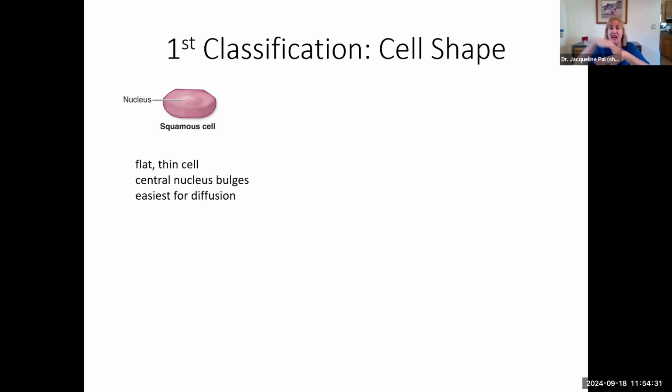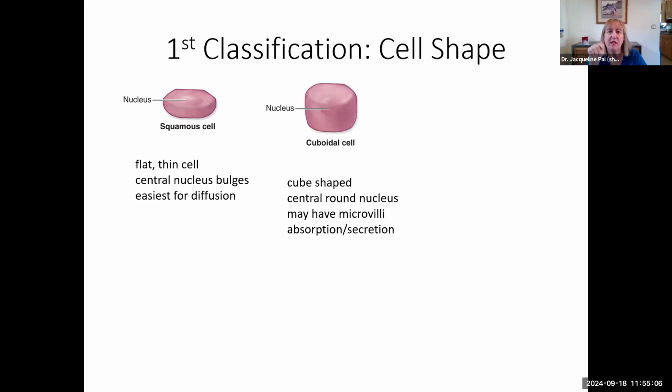Think of a fried egg with the yolk sticking up, with the nucleus being the yolk. That nucleus bulges a little bit, and the white of the egg is very thin. It's a very thin cell, so things can diffuse through it very easily. So when we want stuff to be able to cross super easily, think of gases in our lungs, we would have squamous cells.